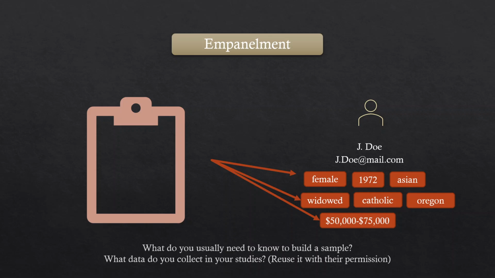So what do you need to know usually to build a sample? Do you usually recruit based on gender? Do you usually recruit based on religion? If you don't, you probably shouldn't collect that information.